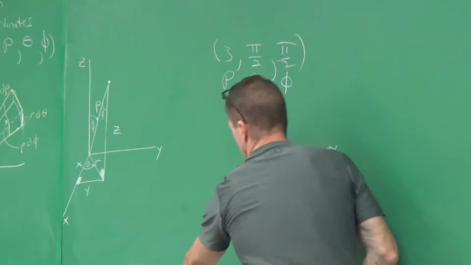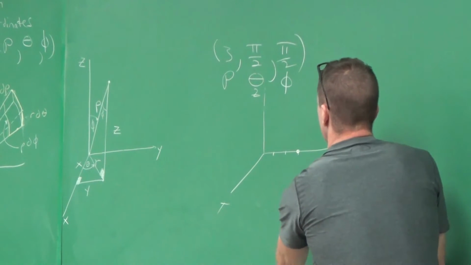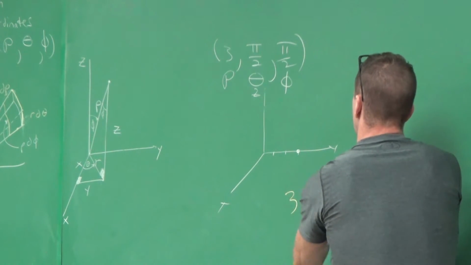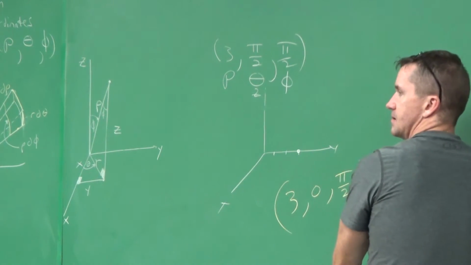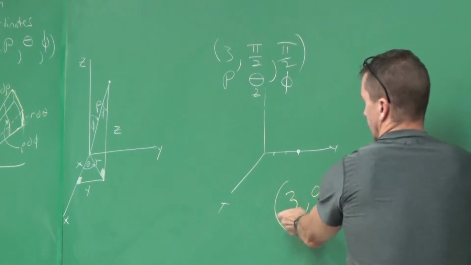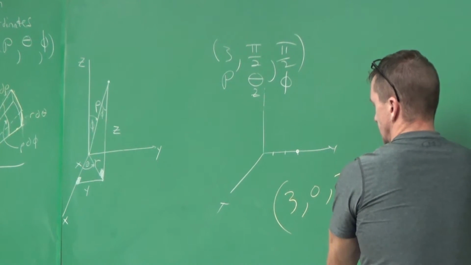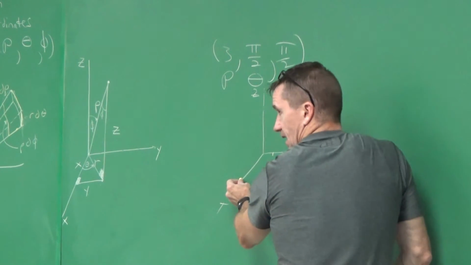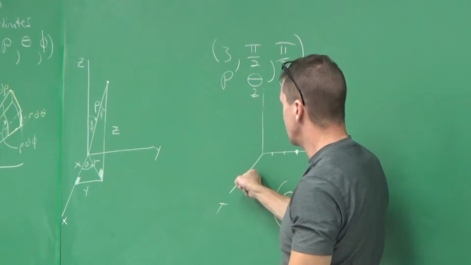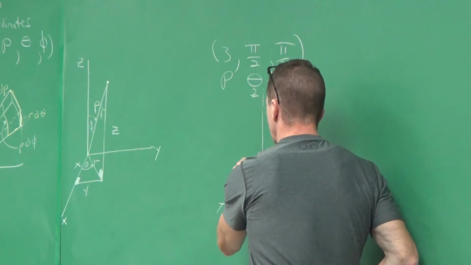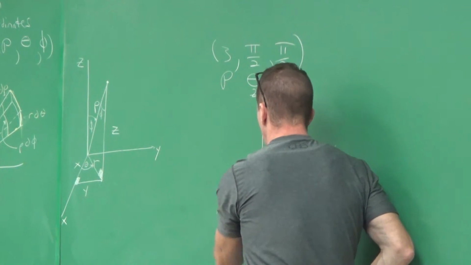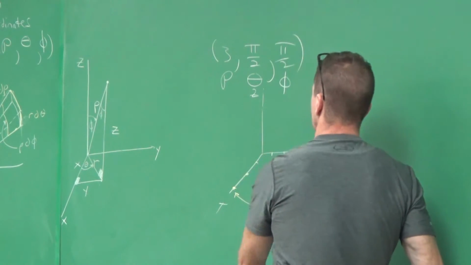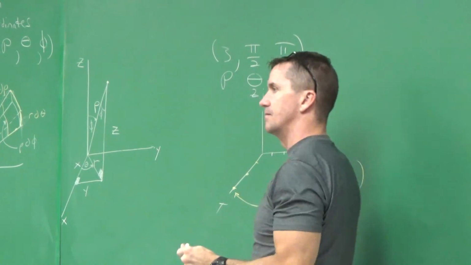Where's this point? 3, 0, pi over 2. Where would that be? It should be 3 from the origin, rotated 0 degrees for theta, sitting right on the x-axis, but it came down pi over 2. Yep, so this would be over here. Just to give you some easy points of where you can recognize where they would be located.